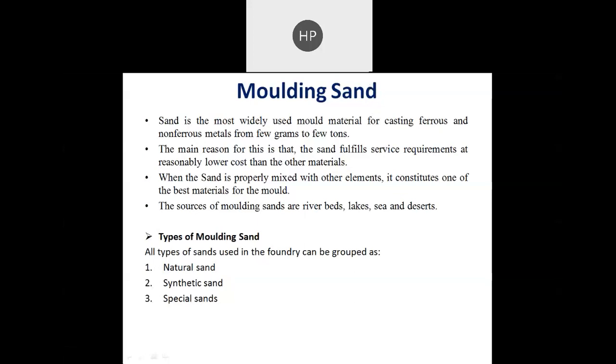Good morning to everyone. In this subject of manufacturing technology, we are talking about foundry technology or metal casting process. And in that metal casting process, up to now, we have discussed the importance of metal casting process. Then we talked about the various steps involved in metal casting process.